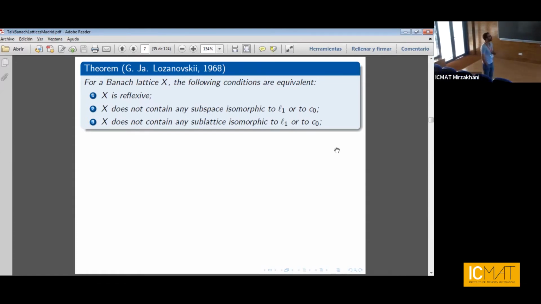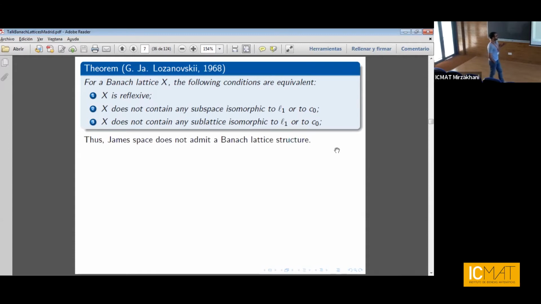I tend to always be confused by this result. In point three, the isomorphism is a lattice isomorphism, right? Yeah. And in two, it's just as Banach spaces. Okay. So this is the difference. In three, we are considering them as lattices, and in two, we are considering them as spaces. So the embeddings are just linear embeddings in the case of two, and in the case of three, they are lattice embeddings. Okay. Thank you.